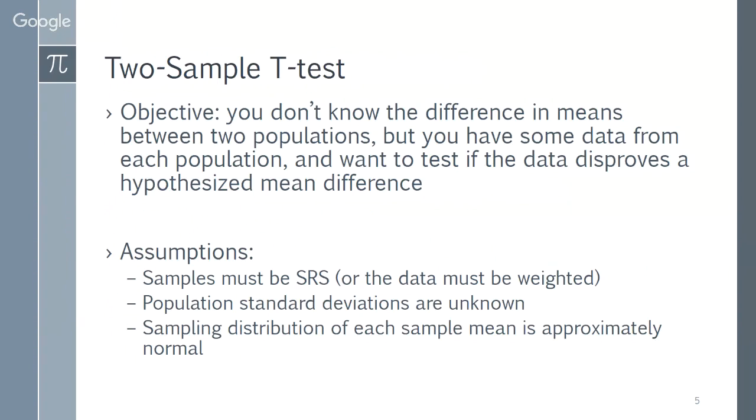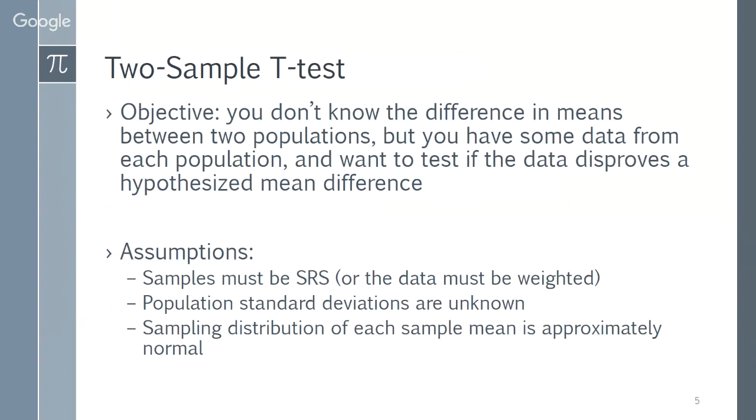Again, it's not really an assumption, but typically we do the t-test when the standard deviations are unknown. When you know the standard deviations, we can use the normal distribution. We talked about that last week. And again, with a t-test, the sampling distributions for each sample need to be approximately normal. Now, the actual assumption is just that the distribution for the difference is normal.